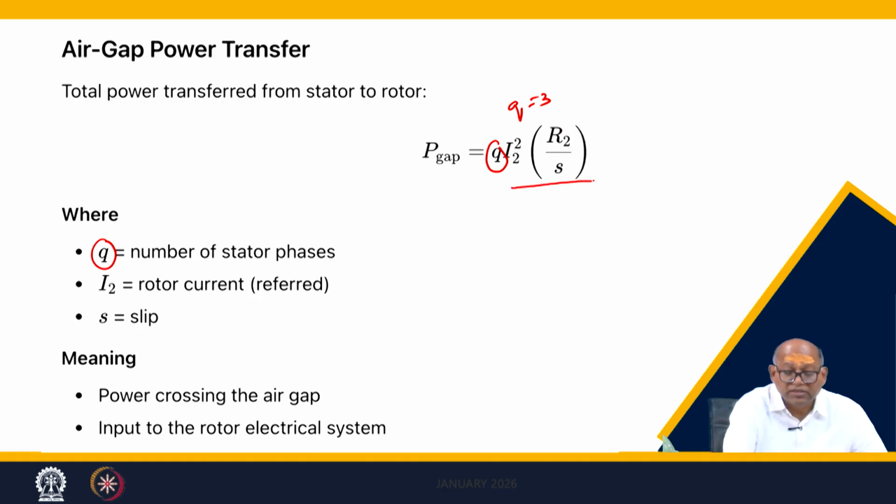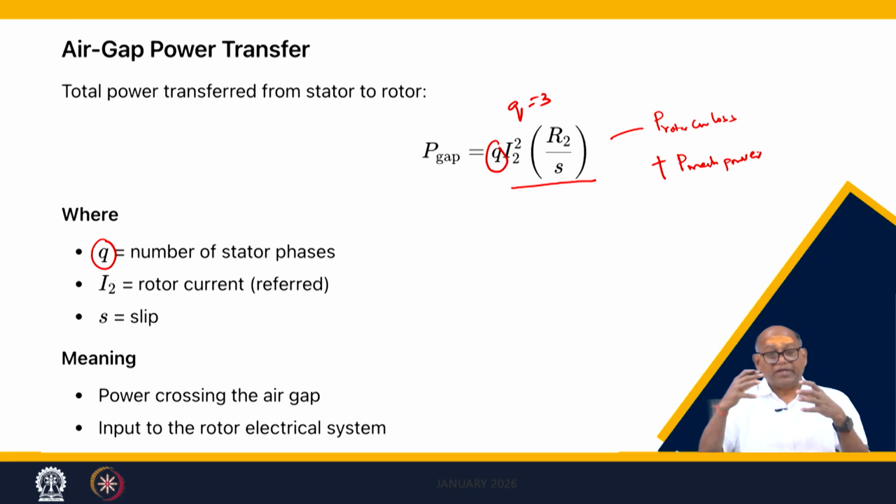This is the power which is going to the rotor circuit. It consists of 2 parts: one is rotor copper loss, and the other is the mechanical power developed. Copper loss means loss in the conductor. This mechanical power goes to the bearing, so there may be friction loss also.